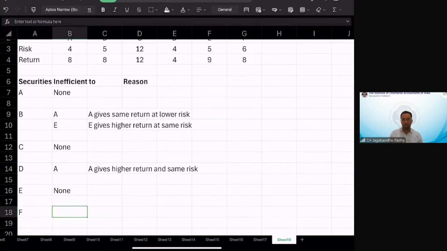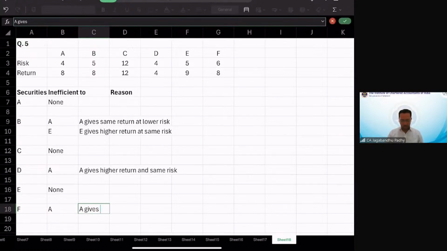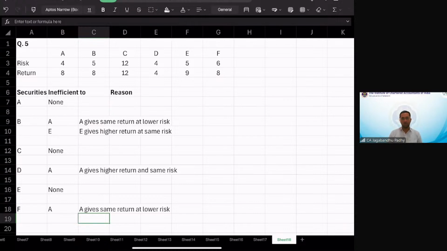Then security F. Is the security F inefficient to anyone? Yes, it is inefficient to A because A gives the same return at a lower risk. A provides the same return at a lesser risk. Is it inefficient to any other security?